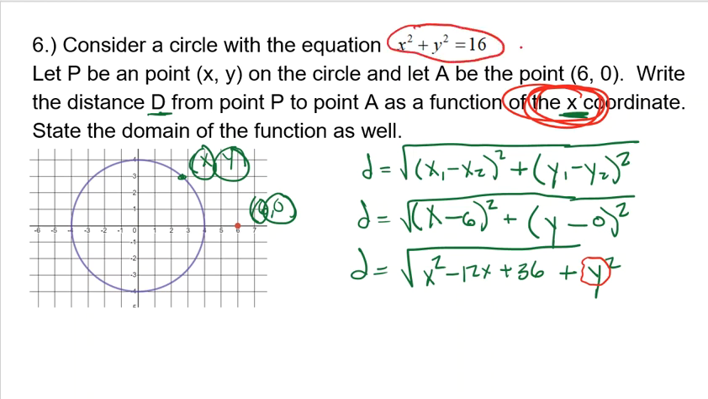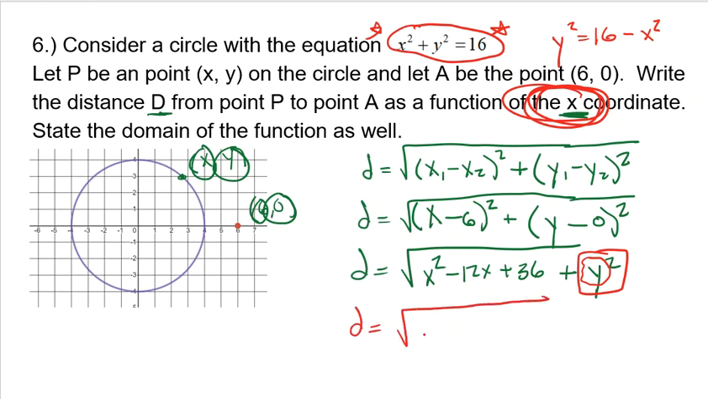The formula for that circle is x squared plus y squared equals 16. So I know that this is a true formula. It's obviously the circle. So this means that y squared equals 16 minus x squared. All I did was a little bit of basic algebra there, subtracted the x squared over. So I could replace this y squared with 16 minus x squared. So now my distance formula is the square root of x squared minus 12x plus 36, and then I'm going to replace the y squared with 16 minus x squared. And that's it. Now I have a formula that contains nothing but x's.